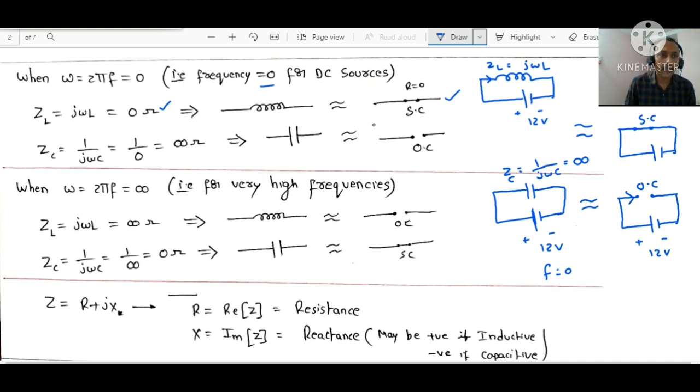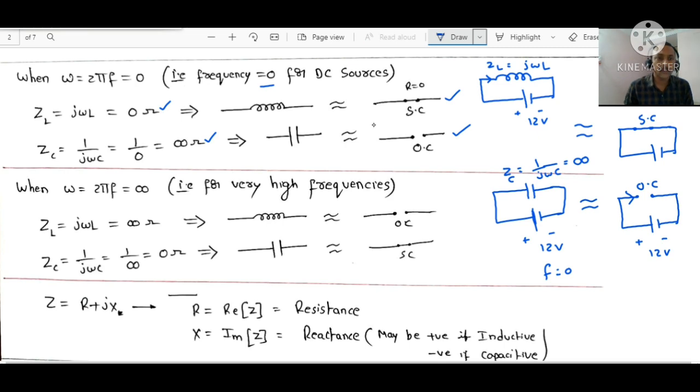So simply to say, the inductor for DC input behaves like a short circuit. Capacitor, 1 by j omega C, omega is 0, something by 0, infinity ohms. The impedance is very high. It behaves like an open circuit.